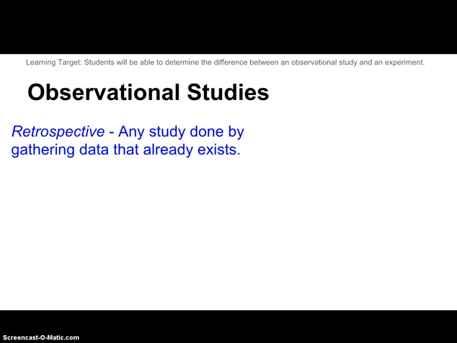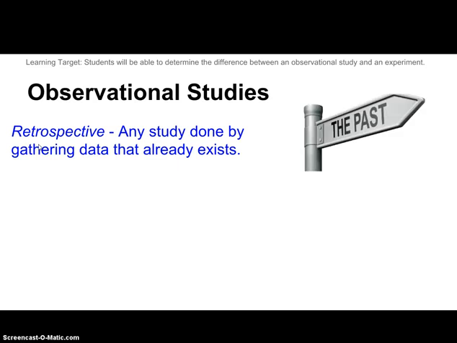There's a retrospective study. Now the key part of this word here is retro. When you think of retro, you should think in the past. So this is any study that's done by gathering data that already exists. So if there's data out there on the internet and you're trying to find something out about something, you're going to go look that up. And you're going to gather those data. You're going to put them together and make some sort of study. So an observational study that's retrospective is looking at stuff that already exists, that's in the past.